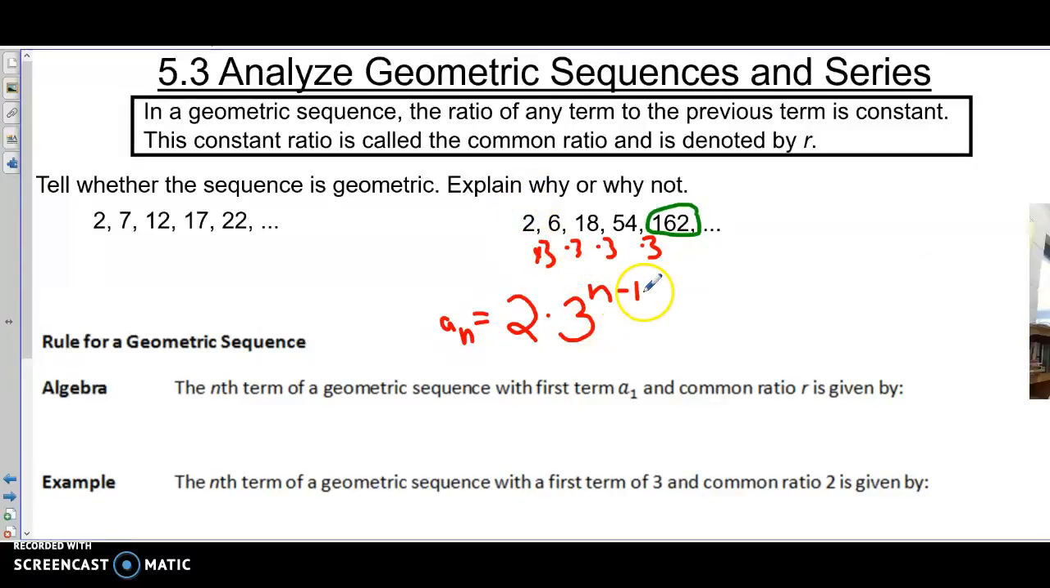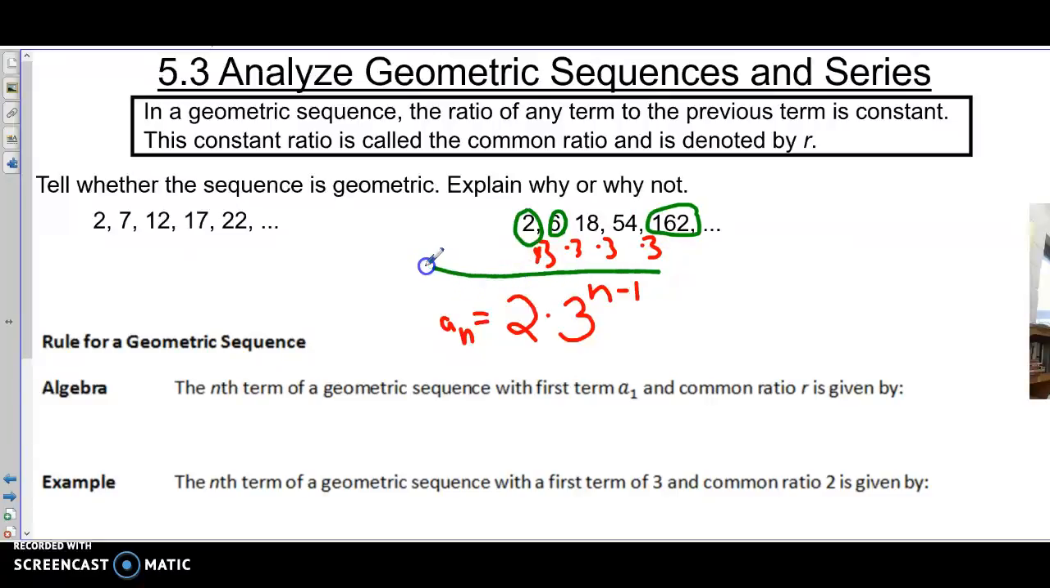Okay. Now, does this work if I plug in 1 now to get the first term of 2? Well, let's see. 1 minus 1 is 0. 3 to the 0 power is 1. And 1 times 2 is 2. Works out. Okay, we got that one. If I plug in 2, does it give me 6 for the second term? Let's see. 2 minus 1 is 1. 3 to the 1st is 3, and 3 times 2 is 6. We got the second term covered, okay? And you can check the rest of them, they're going to work out.